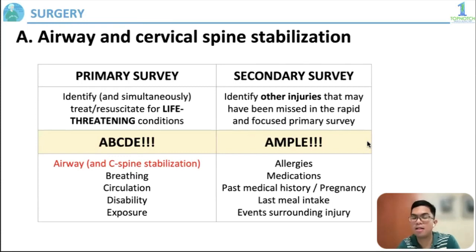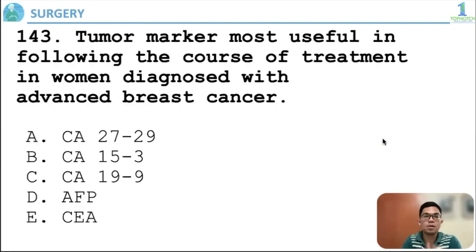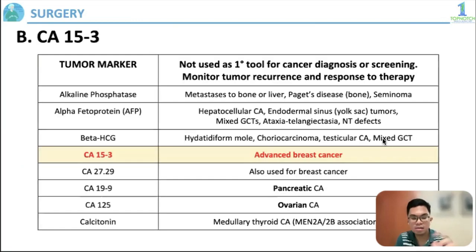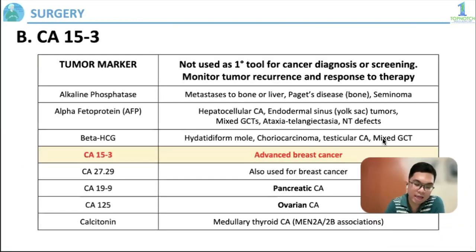ABCDE versus AMPLE. Okay, so third question, tumor marker most useful for advanced breast cancer. Correct answer here is letter B, CA15-3. So the utility of your tumor markers, again, it's not mainly for diagnosis or screening. It's more for monitoring response to therapy. So pang follow up siya and to check for tumor recurrence.